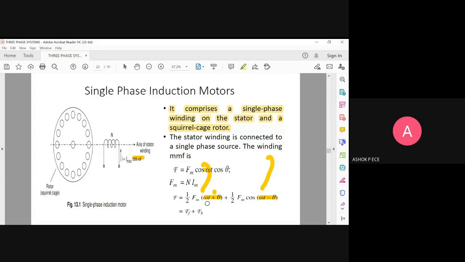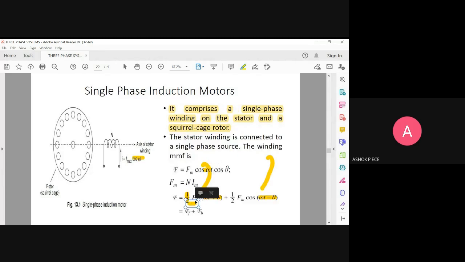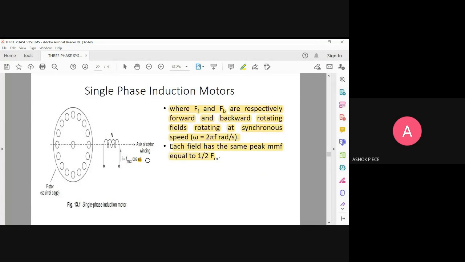One is going to lead my current and the other is going to lag my current. So FF and FB are the forward and backward rotating fields. The rotating speed is always omega only. Only the phase angle is different, and each field has a peak MMF of half Fm. The magnitude, half Fm, is the amplitude here, and here also you have half Fm. The frequency is given by omega. The angle is plus theta for the forward field and minus theta for the backward field. So definitely you're going to have two fields, one that lags and one that leads the current.